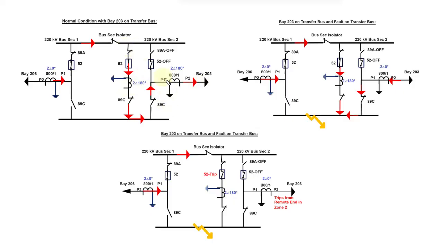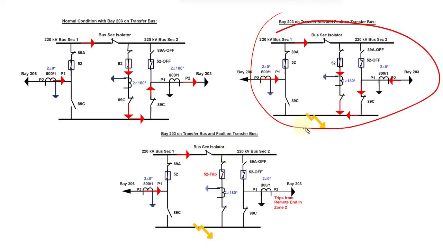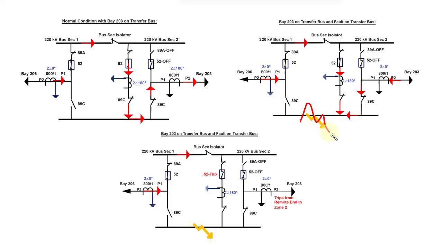To take any bay on the TBC, we open its bus isolator, open its breaker, close its C isolator, and close the A isolator, C isolator, and breaker of the transfer bus coupler. In this way we can put any bay on the transfer bus. Now we will see this case, where there's a fault on the transfer bus.